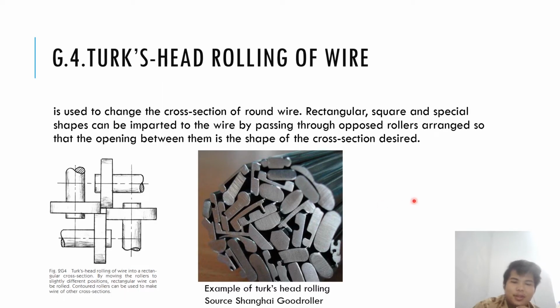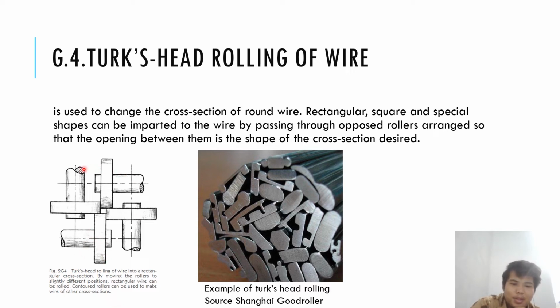Shape rolling of wire is used to change the cross-section of round wire. Rectangular, square, and special shapes can be imparted to the wire by passing it through opposed rollers arranged so that the opening between them is the shape of the cross-section desired.